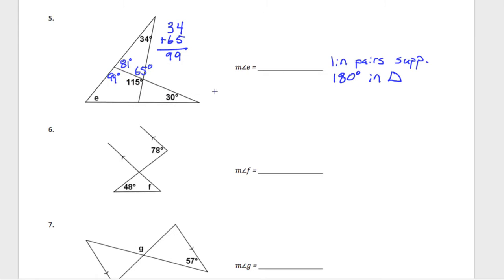So now I'm doing 129, subtracting that from 180, and I'm going to get here 51 degrees.